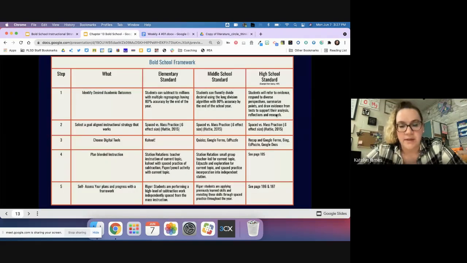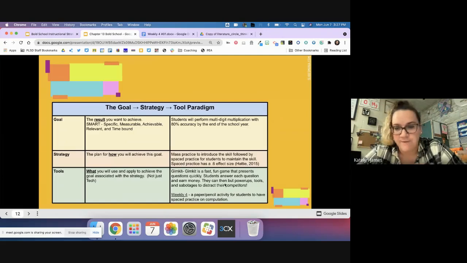Yeah, and then Gimkit is another fast, fun game that just presents questions quickly. I typically use this one more for fact fluency, but it can be used with really any content because you can create your own questions, and then there's tons of sets that you can use for really anything. They're all great.